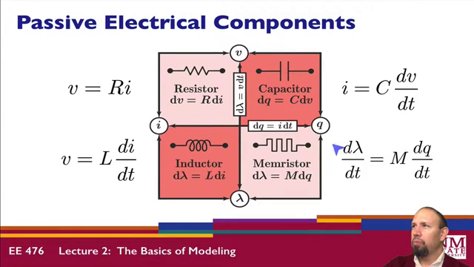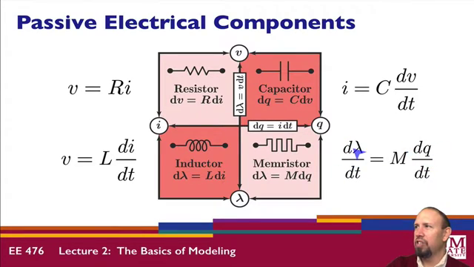And we have these different relationships between them, for example, voltage and current, flux linkage, that's the lambda, and charge. So for example, in a capacitor, we have charge. So we have all of these different relationships. For these 4 components, we have: V is equal to IR, V is equal to L di/dt, I is equal to C dV/dt, and then d lambda/dt is equal to M dq/dt.